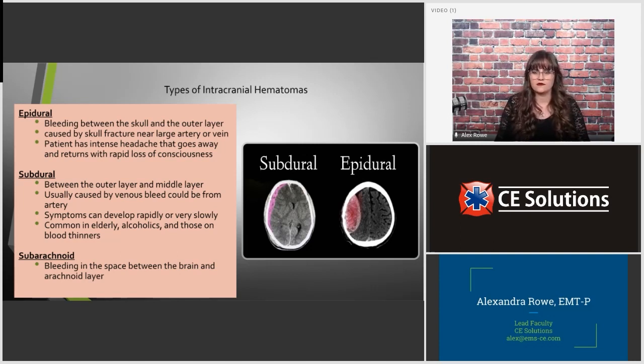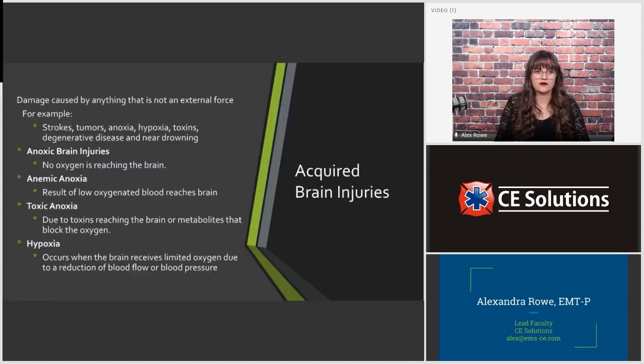Subarachnoid. This is between the brain and the membranes covering the brain, that arachnoid layer. So it's definitely lower, further in the skull. And those are the more deadly types of bleeds for sure, these subarachnoid ones. They're rare, but they're more deadly as well.